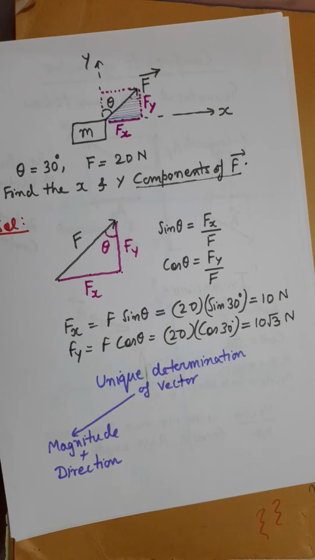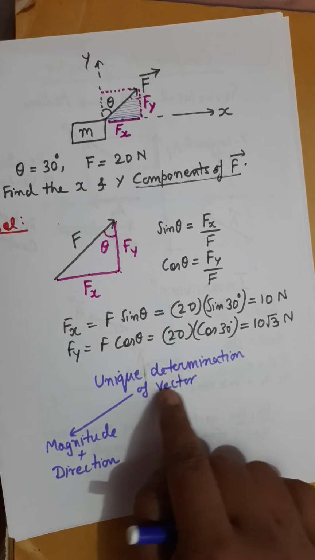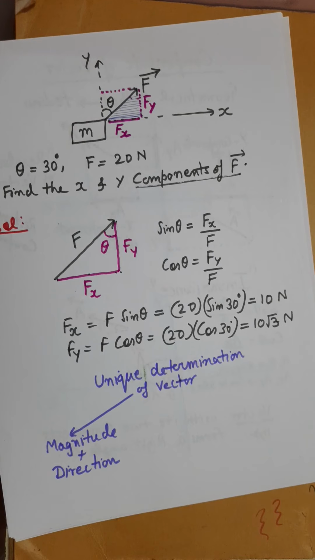Right? So these two are always required for unique determination of a vector. Unique means what? Say you tell me that your displacement was 20 meter, and you are not giving any information or any hint about your direction part. So nobody can guess in which direction you moved for 20 meter.